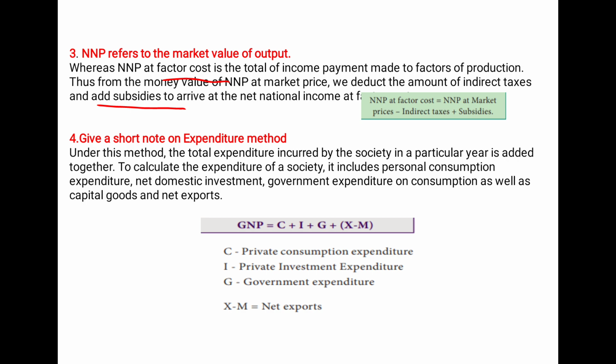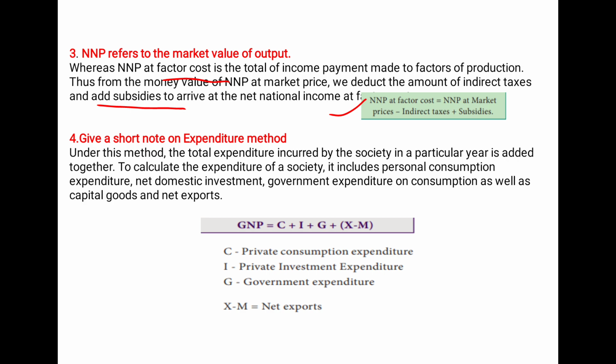So, here there is a formula. NNP at factor cost is equal to NNP at market price minus indirect tax plus subsidies, because subsidies are paid by the government. So that is being added towards it.